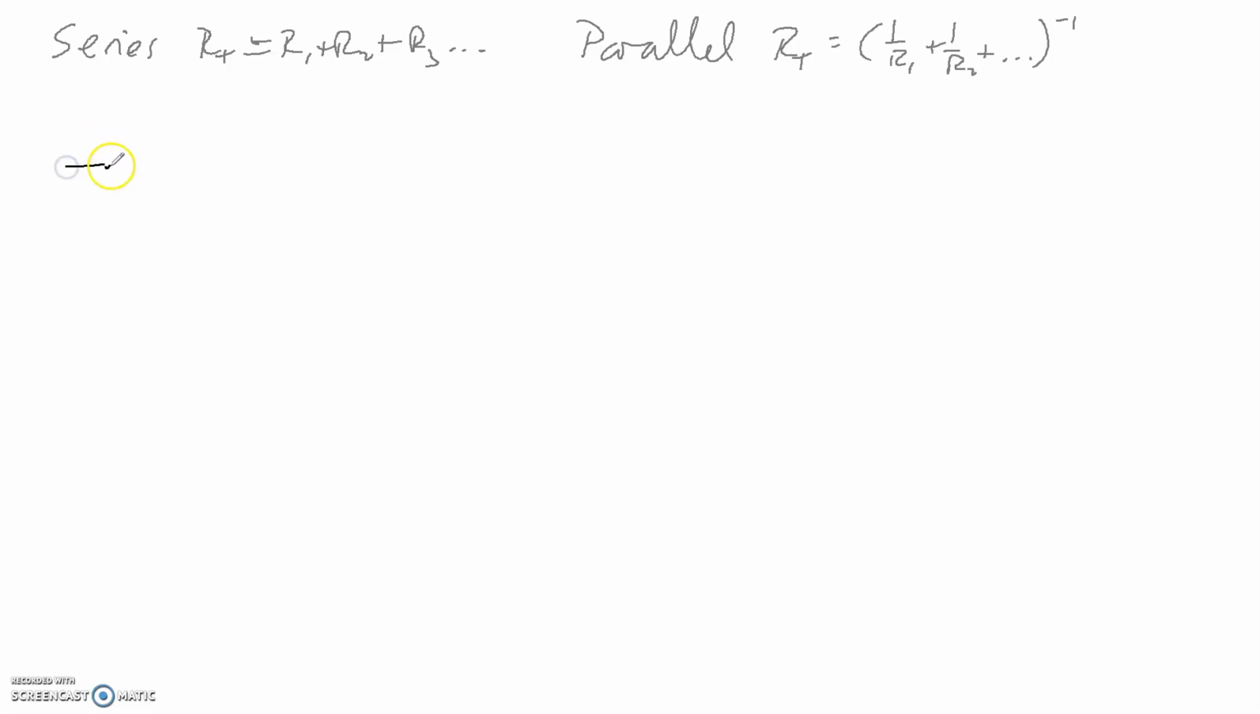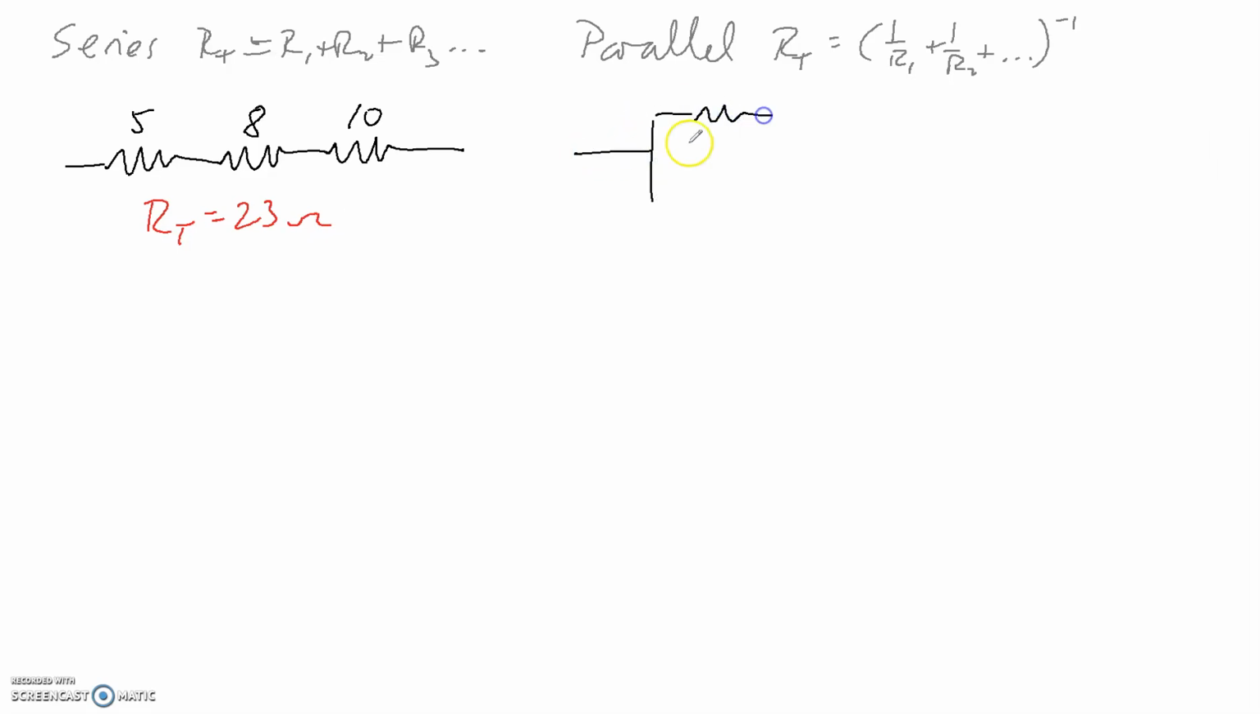So for example, what if we have three resistors, and let's say this is 5 ohms, that's 8 ohms, and that's 10 ohms, and we want the total resistance altogether. Now they're just in series, so that's really simple. You got the 5 plus 8, you got 13, plus the 10, that would be 23 ohms. So that's really simple.